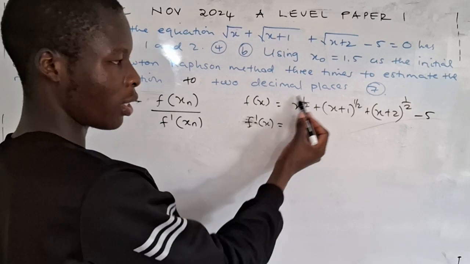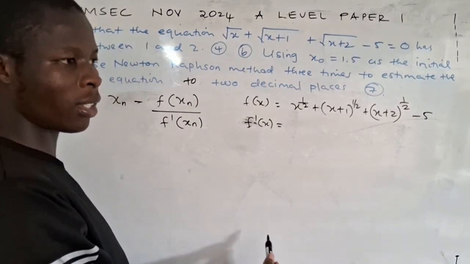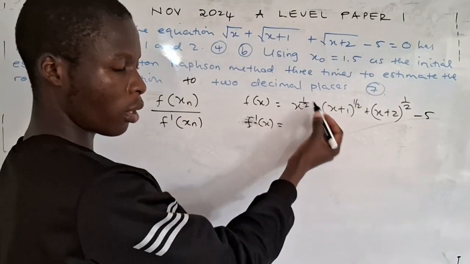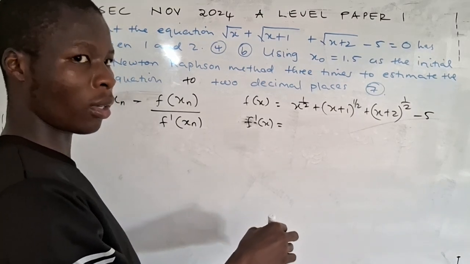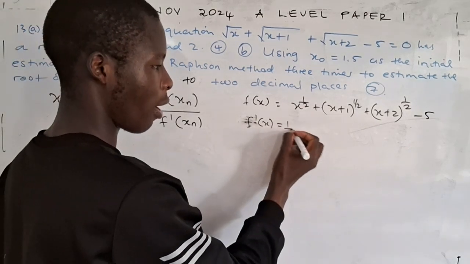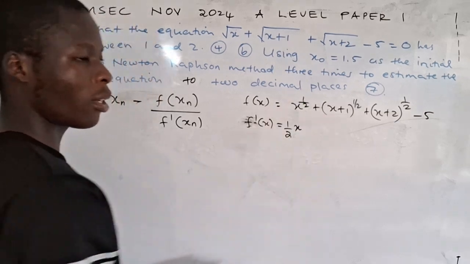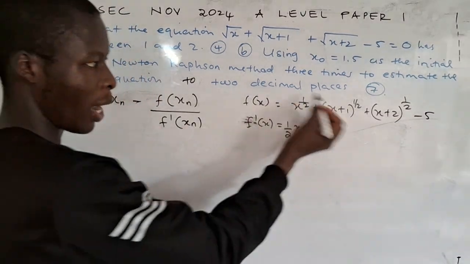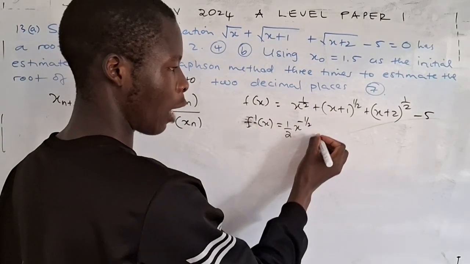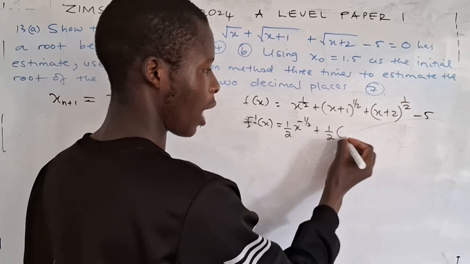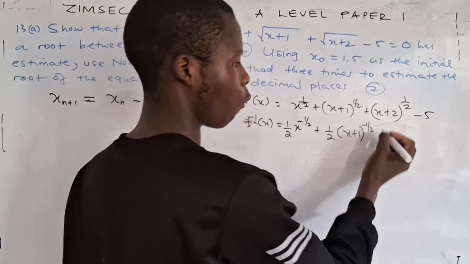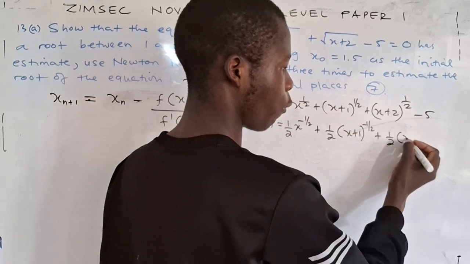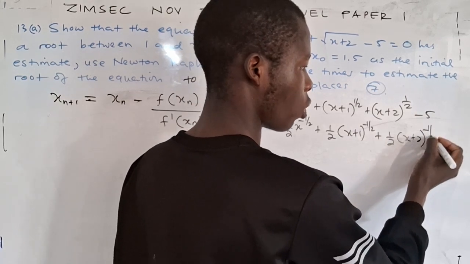So you are supposed to differentiate this. How are you going to differentiate this? You drop the power, then you subtract. So this is half x to the power half minus 1. So this is minus half plus half x plus 1 to the power minus half plus half x plus 2 to the power minus half.